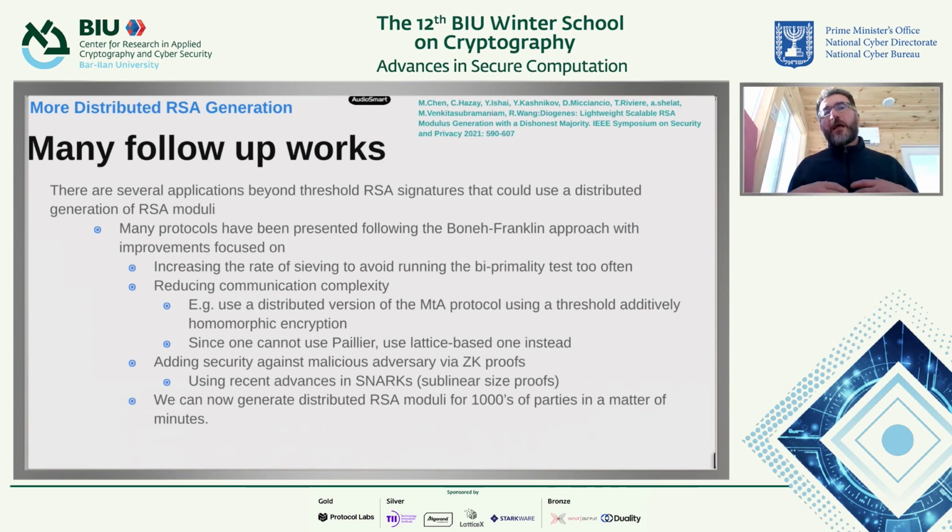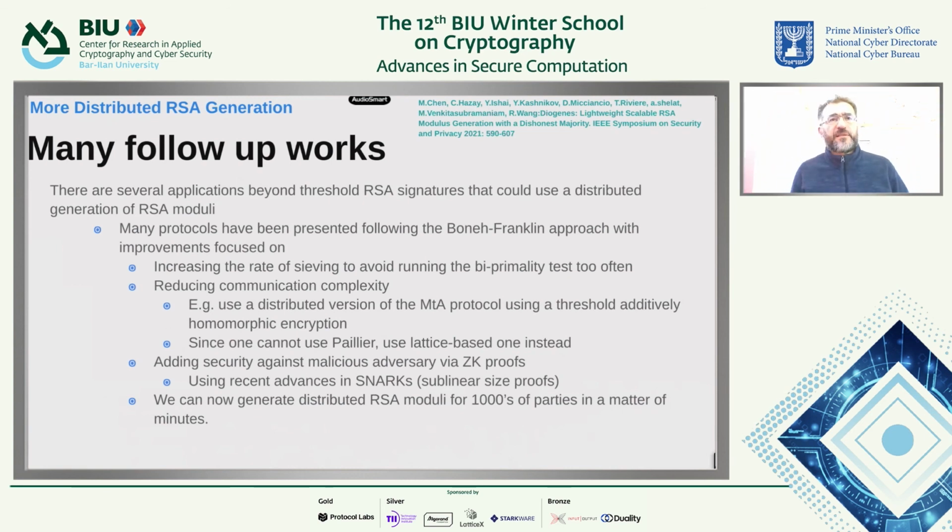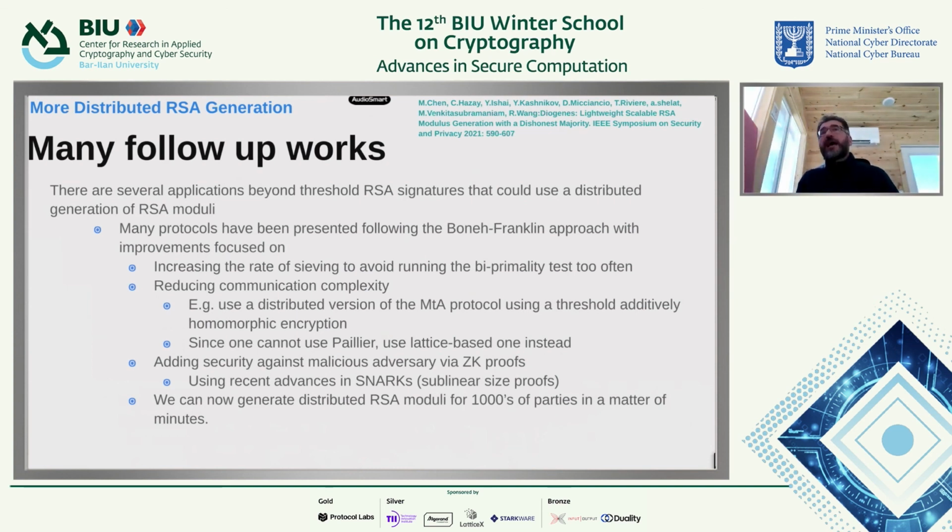And then there are a lot of works that have been adding security against the malicious adversary just by adding the appropriate zero-knowledge proofs in the various steps. The first paper that did this was a paper by Frankel, Young, I'm not sure, there was somebody else in that paper. The last paper by Kermit and their co-authors uses recent advances in SNARKs, which are important because they have sublinear size proofs. So they reduce the communication a lot, and in some cases also have sublinear verification time, which reduces the amount of computation that each party has to do.